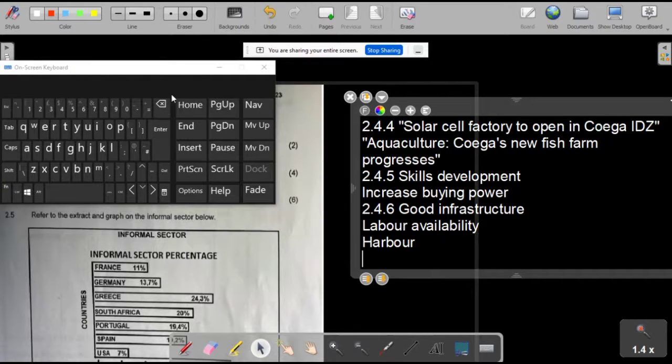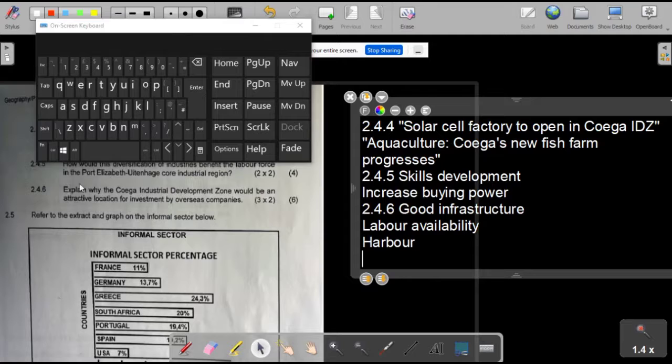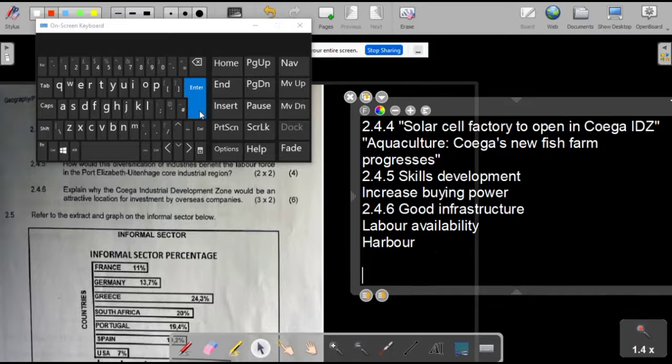Again, guys, explain. As I was talking, I was explaining. These are just points, and you will not get full marks from just writing these. Let's move on, guys.